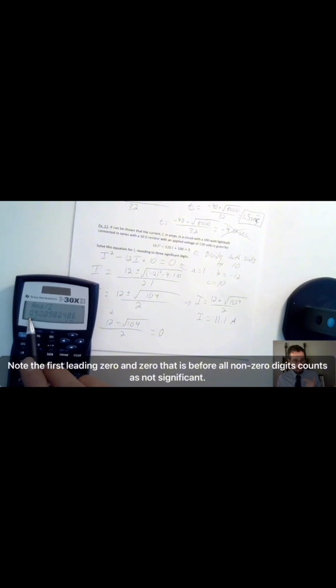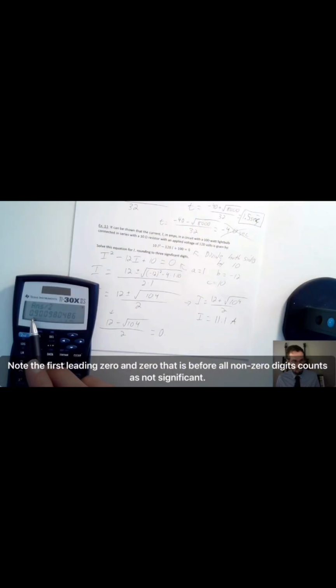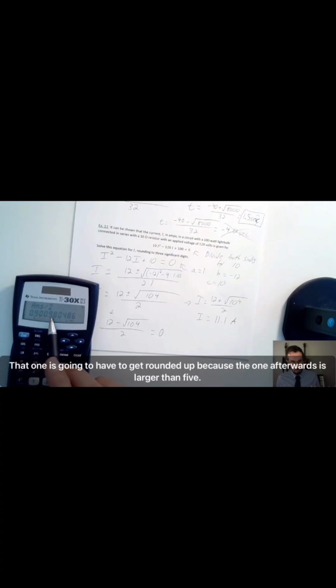Note the first leading zero, any zero that is before all non-zero digits, counts as not significant. So significance starts with this digit, the 9. So the 10th digit, the 100th digit, and the 1000th digit are all going to be significant. That one is going to have to get rounded up because the one afterwards is larger than 5. So this thing, rounded to 3 significant digits, would be 0.901.